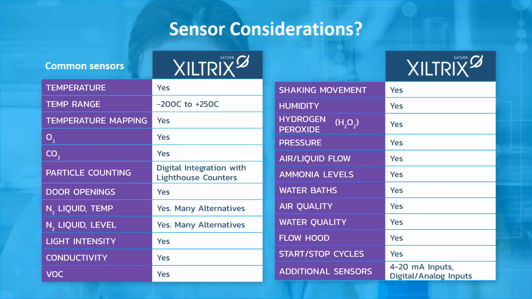But it goes quite a bit further. Oxygen is very important, incubators, but also for safety. If you've got bulk tanks of LN2, you need to measure the LN2 either through pressure, level, temperature, vapor phase, liquid phase, light intensity, conductivity, VOCs, and so on.